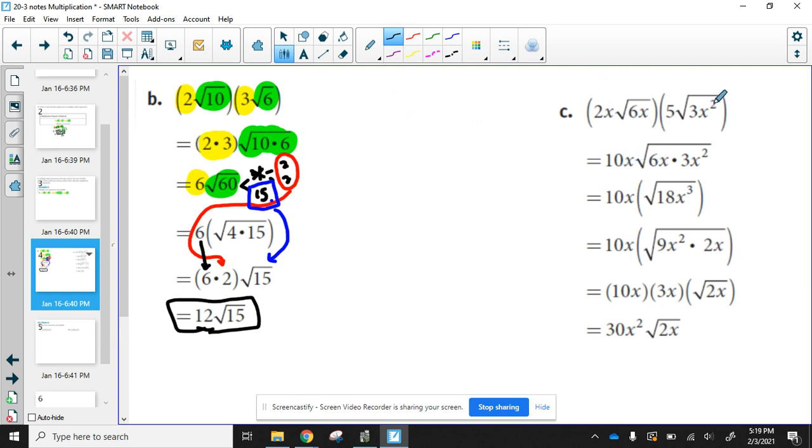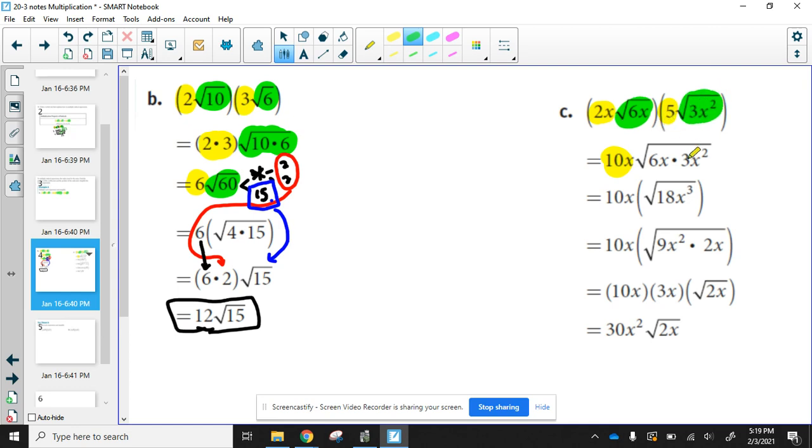Multiplying here, the only difference is underneath the square root, there is a higher degree for our variable. So we have x squared here. That being said, it's the same exact step. So you want to look at your coefficients. This time the coefficient is with a variable, but that's okay. Our coefficients are 2x and 5. So you multiply those together and you get 10x. Then for our square roots, we get root 6x and root 3x squared.